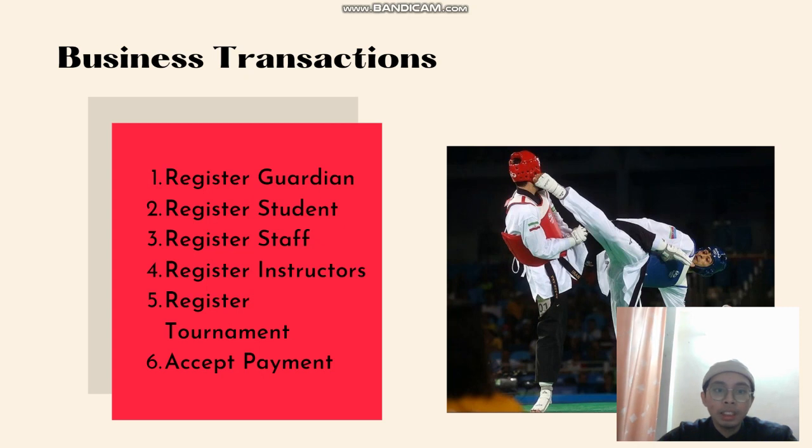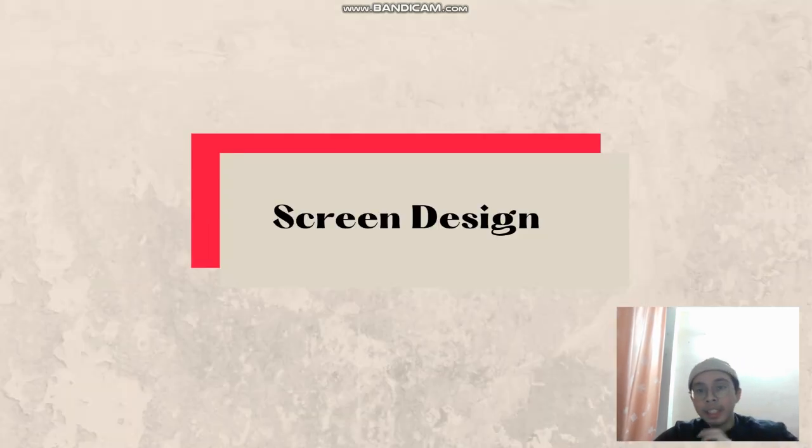Our business transactions consist of 6 items. The first one is register guardian, second, register student, third, register staff, fourth, register instructors, fifth, register tournament, and sixth, accept payment.